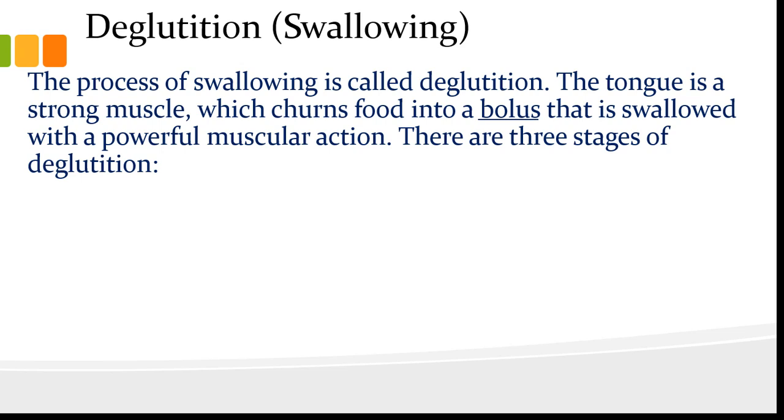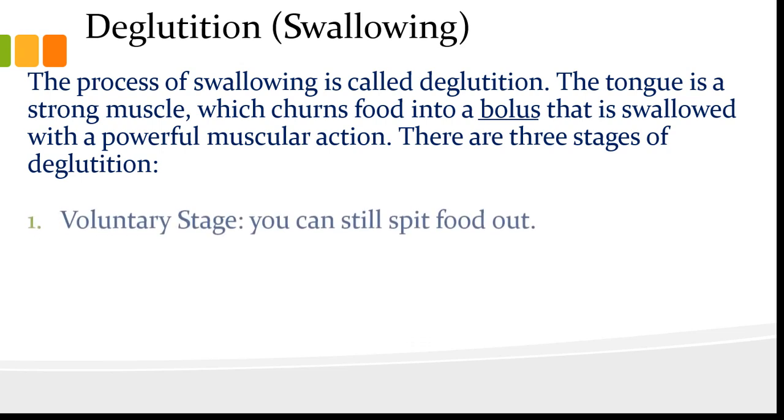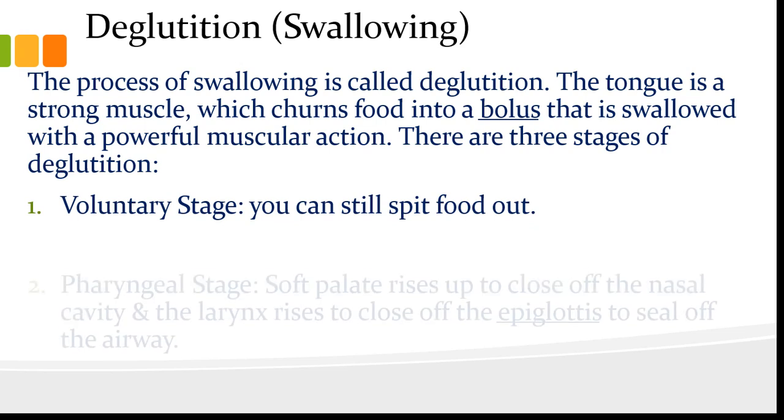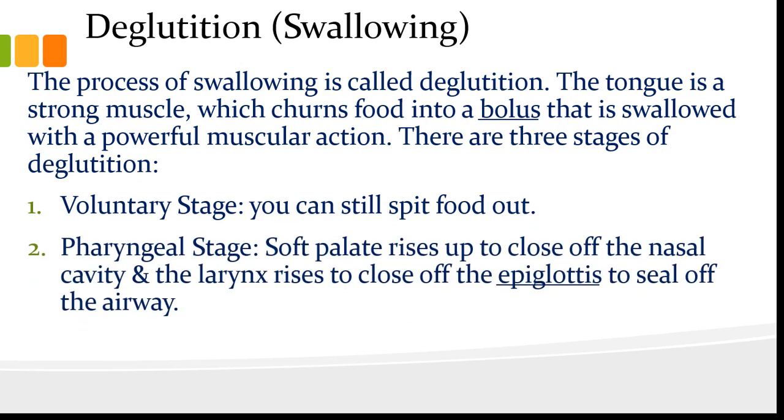Okay, there are 3 stages of swallowing. You may not have thought of this. The voluntary stage: it's pretty much still in your mouth at this point, and you can still spit the food out, right? So if somebody tells you, hey, that's poison, then you can spit it out real quick. Then comes the pharyngeal stage, where the soft palate rises up. It closes off the nasal cavity because we don't want anything going up your nose, although you may have had that experience in the past. And then the epiglottis will seal off the airway. Okay, so that's happening right then. It's a quick stage.